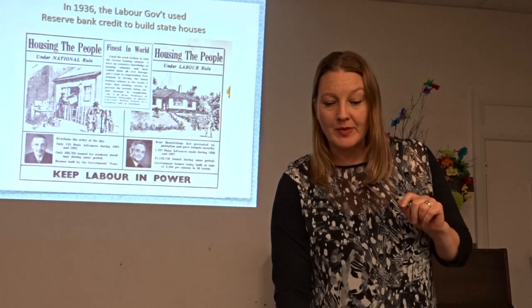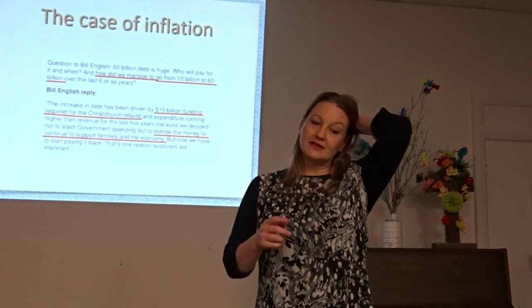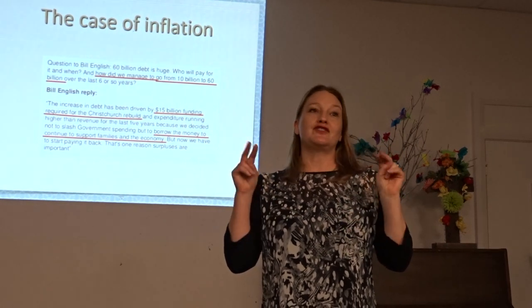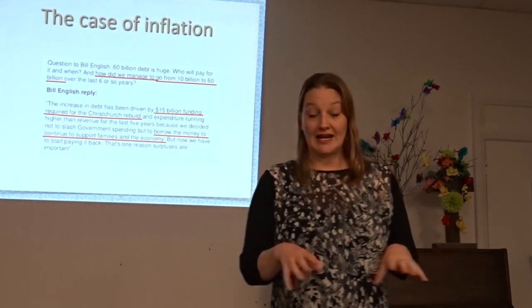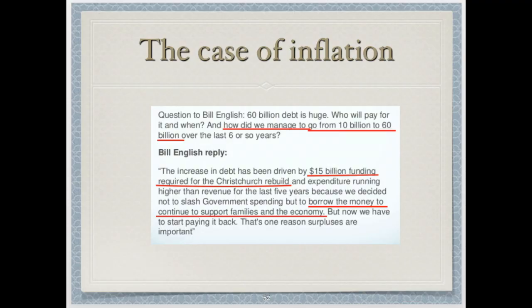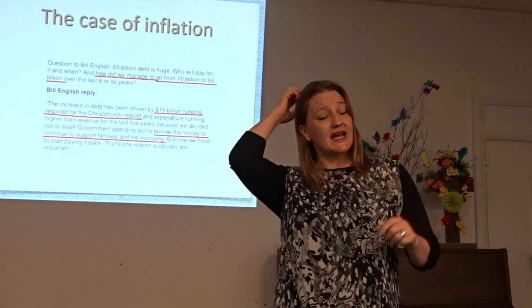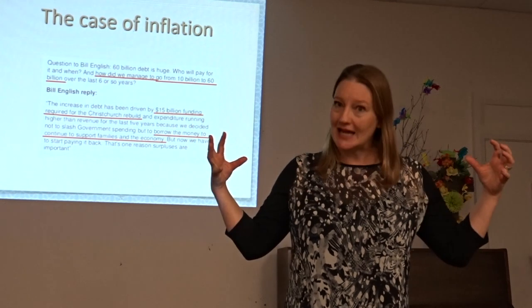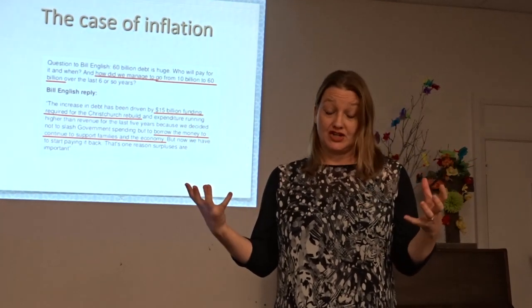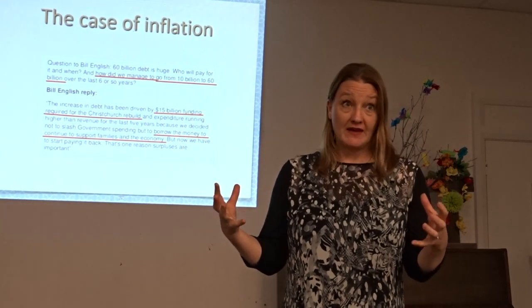So I just want to talk about inflation again. This was a question and answer that I copied from a live interview with Bill English during the 2014 election, because somebody said to him, well look Bill English, we've got $60 billion debt now, and it was 10 billion. 10 billion to 60 billion over those 6 years, that's a lot of money. So what they're saying is we had $50 billion come into the economy over those 6 years. What's happened and what are we going to do with it? Notice we didn't get hyperinflation.